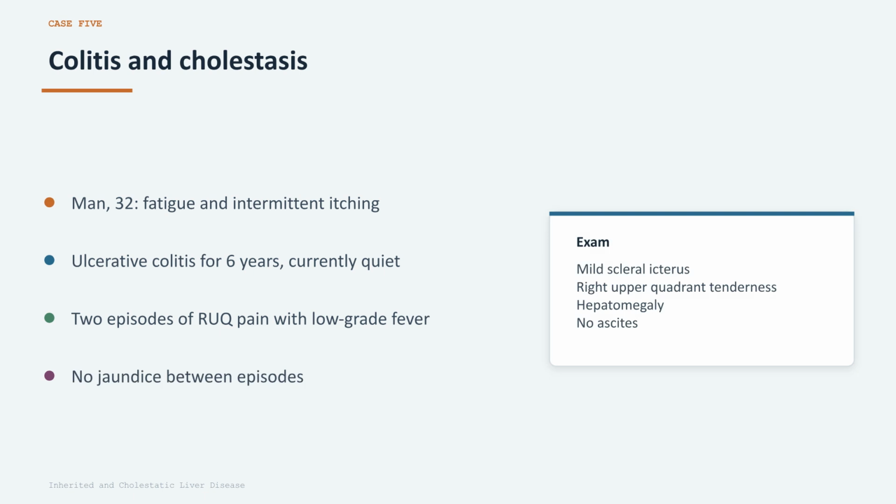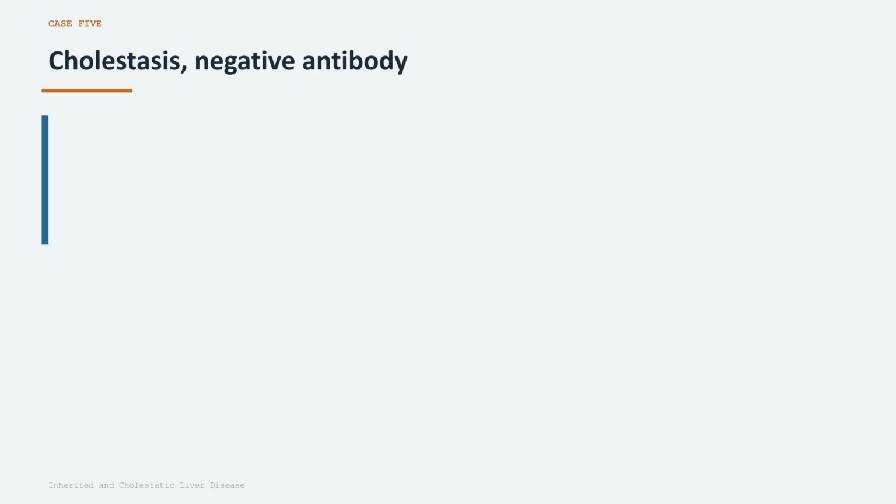No ascites, colitis plus cholestasis. That pairing should already be pointing you somewhere. His alkaline phosphatase is 520. The transaminases are mildly up, and his bilirubin is 2.4.